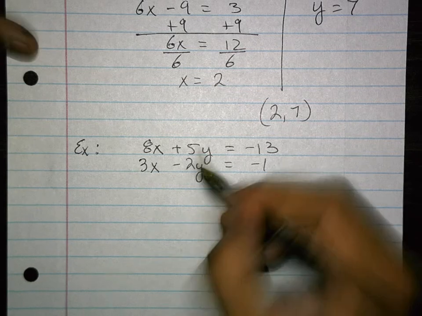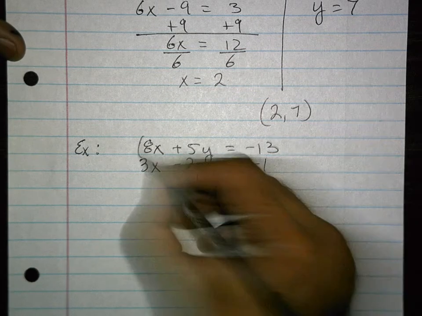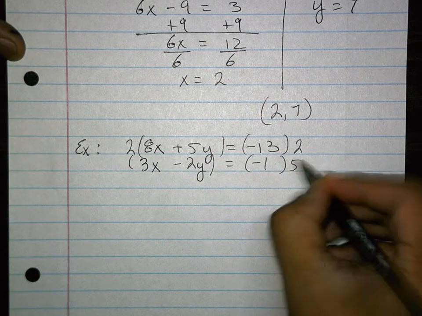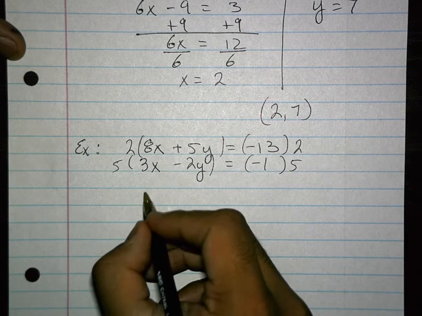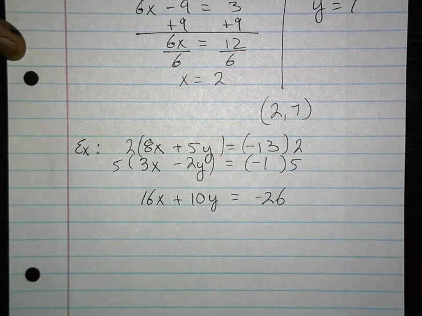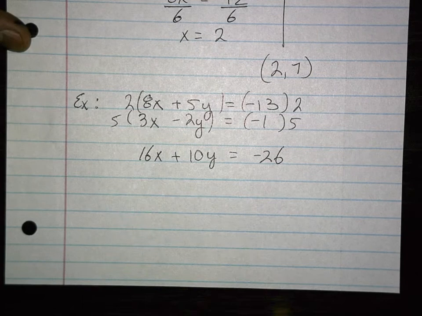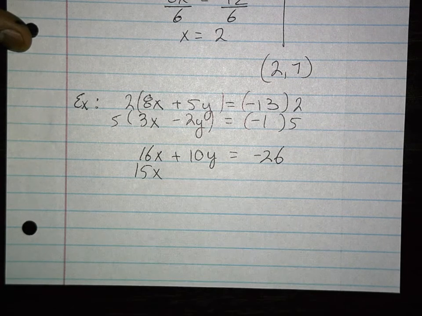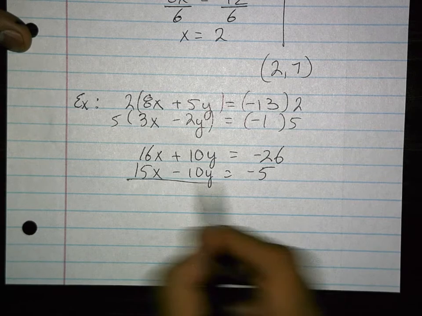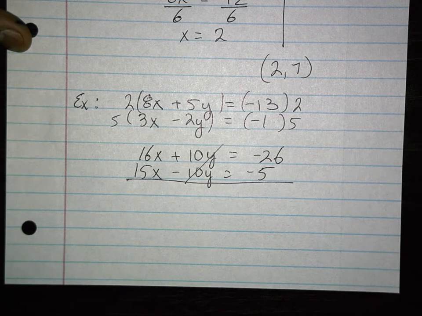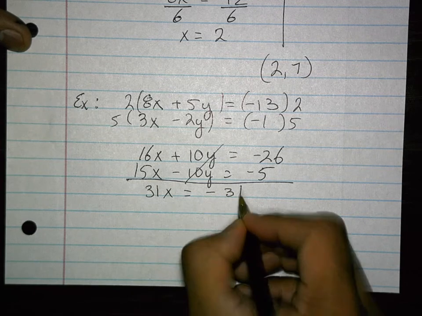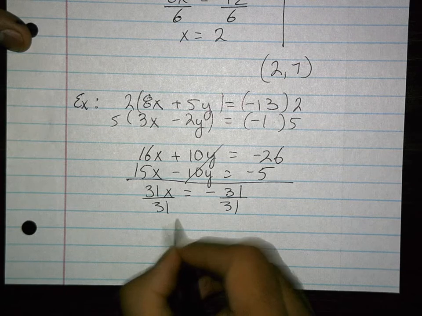So I'm going to say, what's the least common multiple for 5 and 2? That's going to be 10. So I'm going to multiply this one by positive 2 and this one by positive 5. Now I'm going to rewrite these as 16x plus 10y equals negative 26, and down below 15x minus 10y equals negative 5. Those cross off when I actually add the equations. I'm looking at 31x equals negative 31, divided by 31, and x equals negative 1.